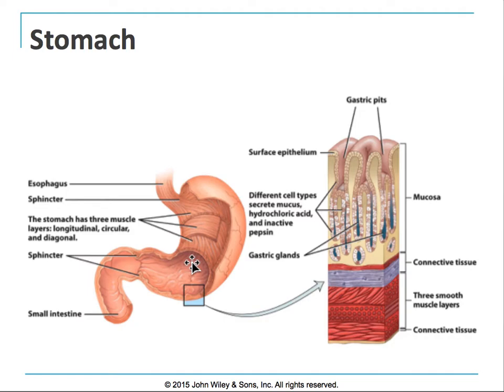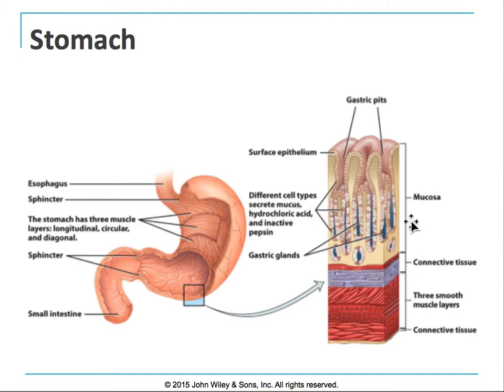So each of these muscles is going to work in a different direction and really make sure that that food is all churned up when it leaves. Then down at the base of the stomach, we have the pyloric sphincter, and this is what's opening and closing to regulate the movement of chyme from the stomach to the small intestine.